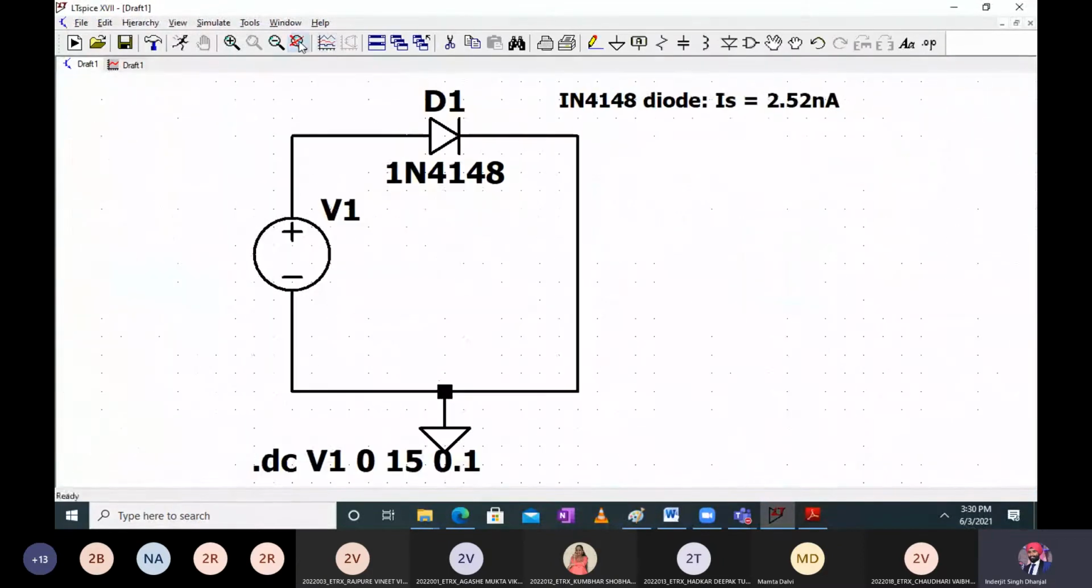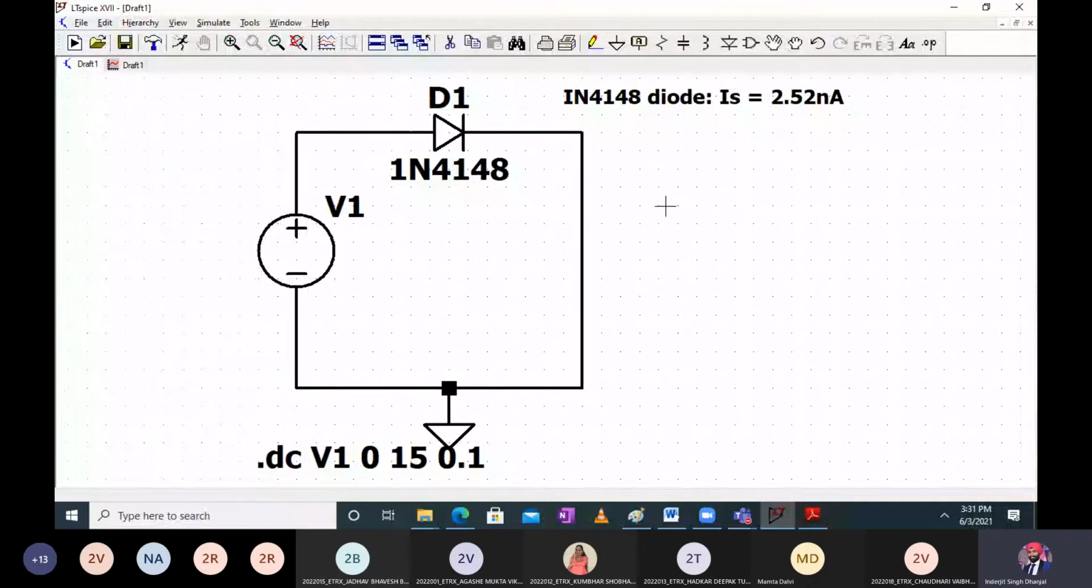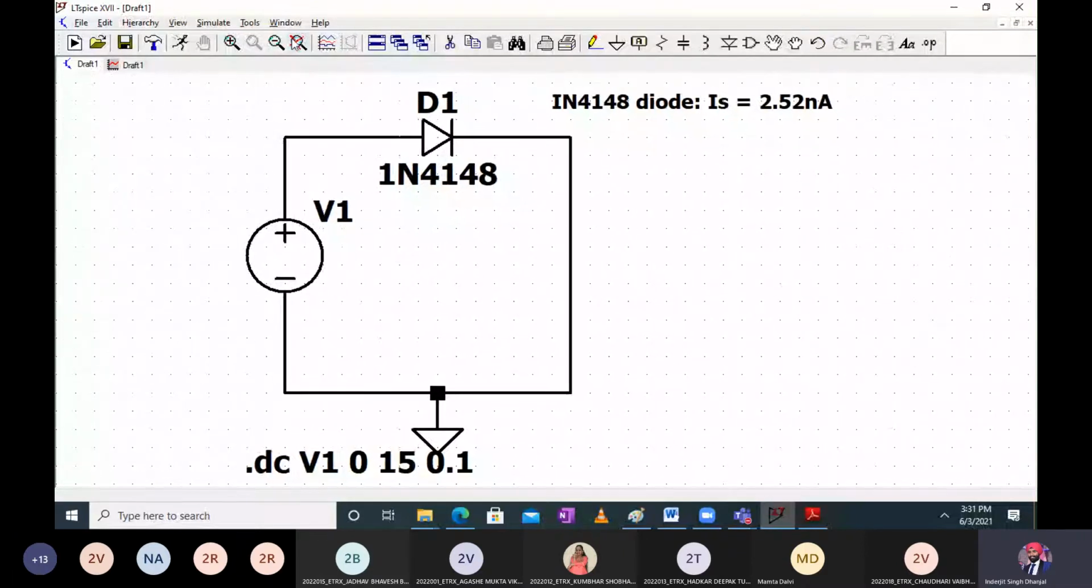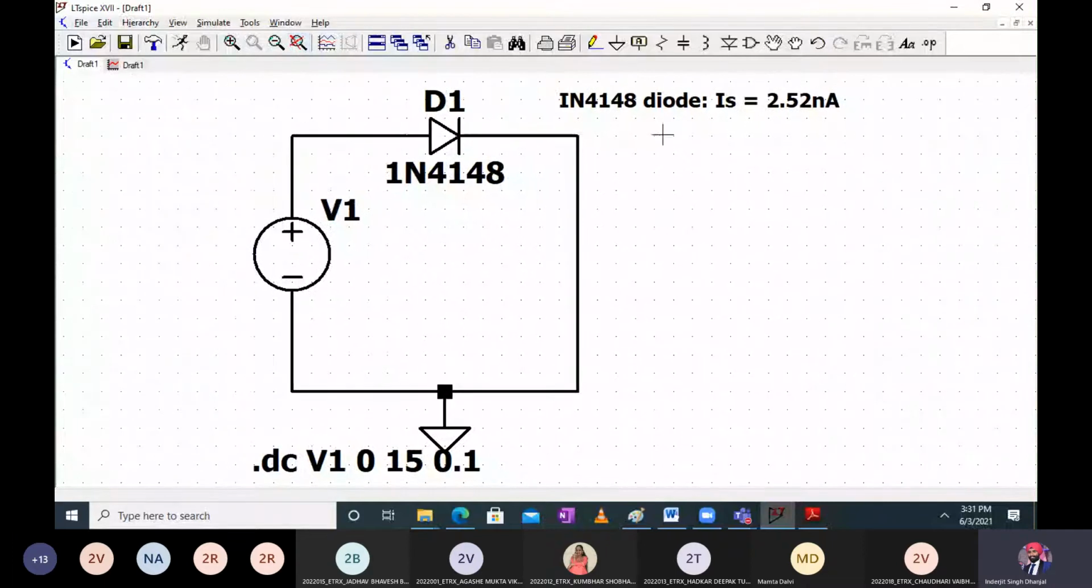So did you get this line written in your screens? Dot DC V1 0 to 15 0.1? Yes or no? Yes, sir. Okay. If you have not done the plot settings, you must be seeing the gray screen and all these connections might be in blue. So it's okay. You can watch that plot setting video later and do it accordingly. Fine. So right now we are ready to check the output, correct?